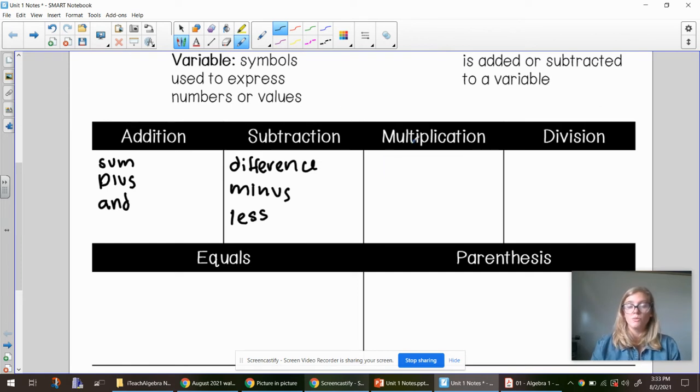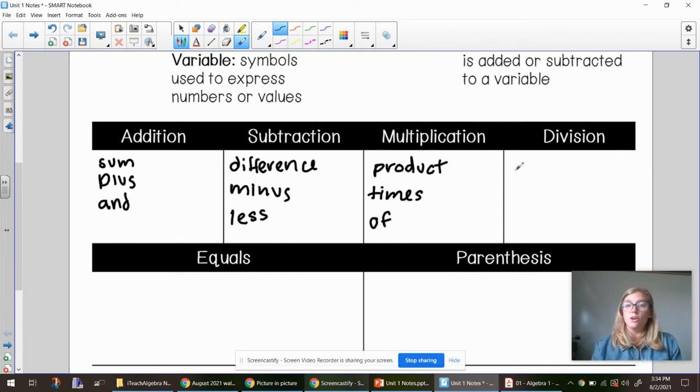For multiplication, we might use multiply. We might use product. Product means the answer to a multiplication problem. We might use times. We might use of. So for example, 1/2 of 6 means I multiply 1/2 times 6.